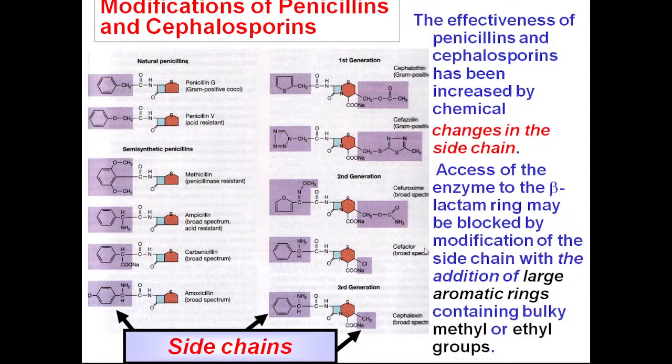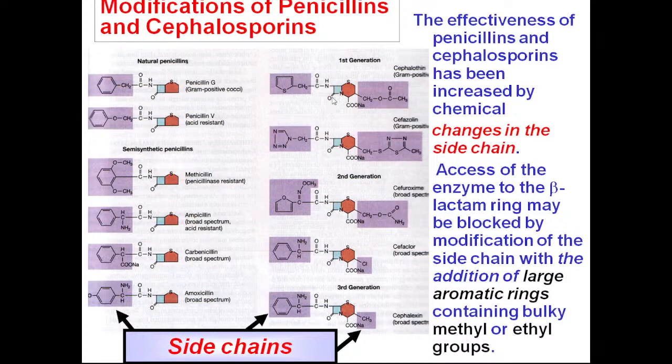So here we can see several examples of natural semi-synthetic penicillins and also cephalosporins. Then why do we have so many analogs and so many generations? By now we have 3, 4 generations of the penicillins and cephalosporins, because the effectiveness of the drugs can be increased by chemical changes in the side chains. You can see it here, right? And you can see the chemical changes in the side chains of the penicillins and cephalosporins.